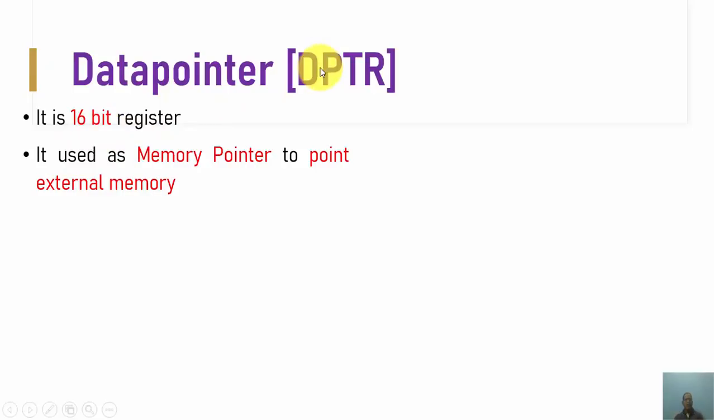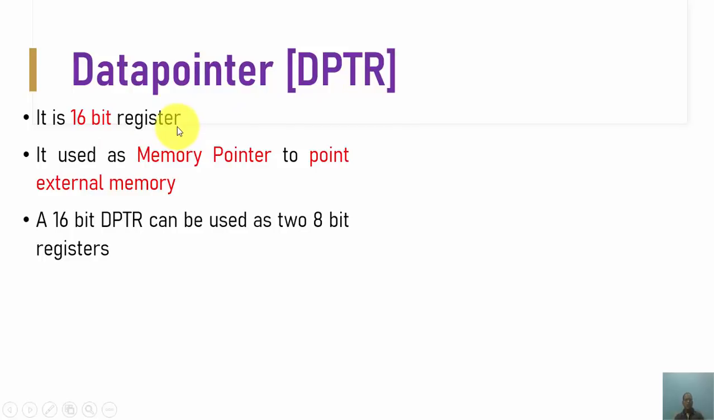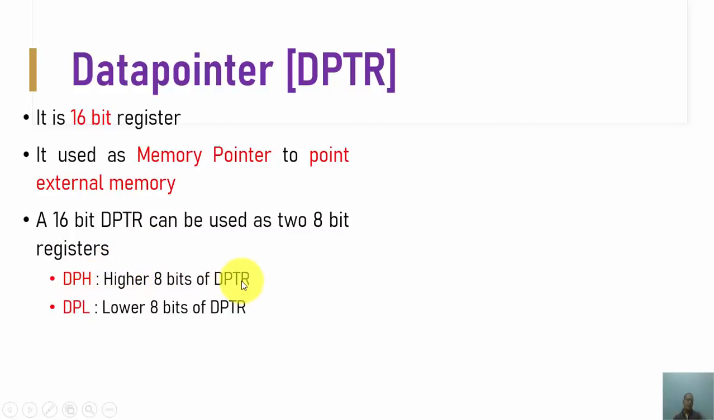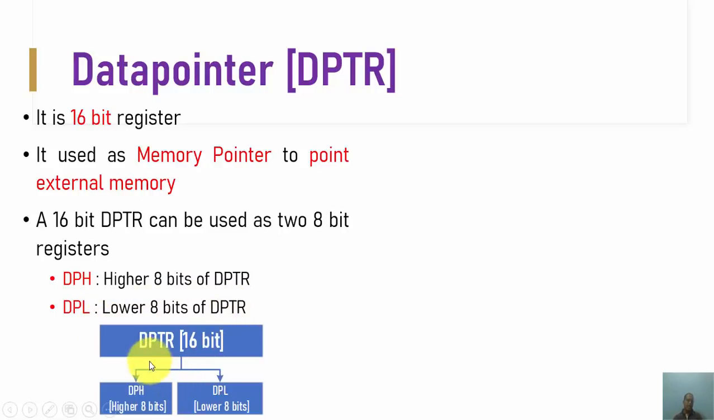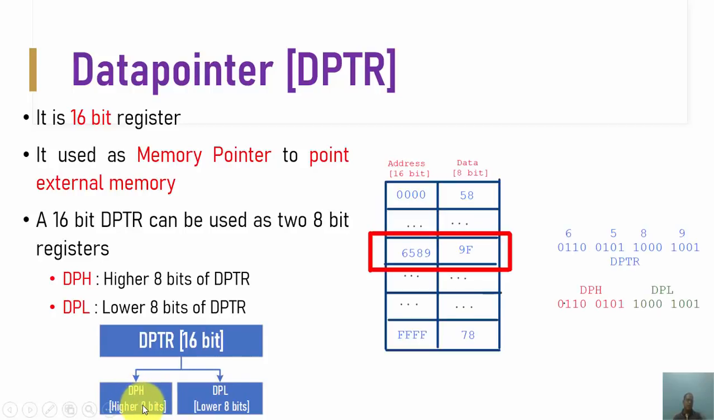The data pointer, which is denoted as DPTR, is going to point to the 16-bit address of external memory, as it is a 16-bit register. This 16-bit DPTR can be used as two 8-bit registers: DPH dealing with the higher 8 bits of DPTR, and DPL the lower 8 bits of DPTR. As indicated here, this DPTR is a 16-bit register, where the lower 8 bits are termed DPL and the higher 8 bits are termed DPH.